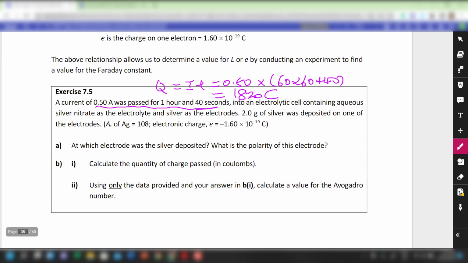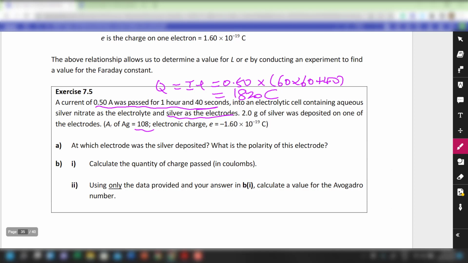Then we were told that the electrolytic cell contains aqueous silver nitrate as the electrolyte and silver as the electrodes. So the electrode is an active electrode. 2 grams of silver was deposited on one of the electrodes. Given the Ar of silver to be 108, just use it. No need to use the data booklet value of 107.8 or 107.9. And the electronic charge is minus 1.6 times 10 to the power minus 19 coulombs. Minus is due to the fact that electrons are negatively charged.